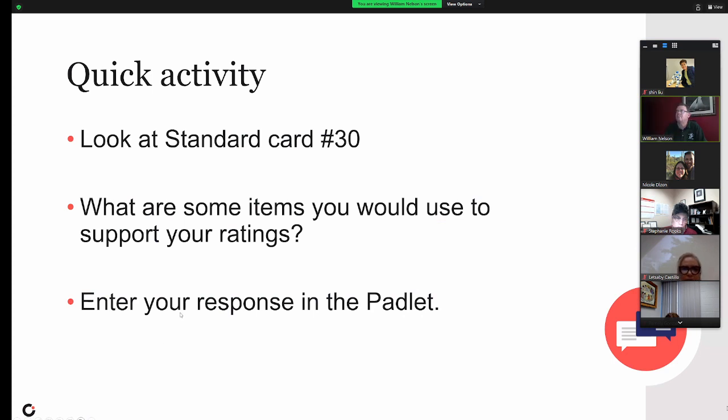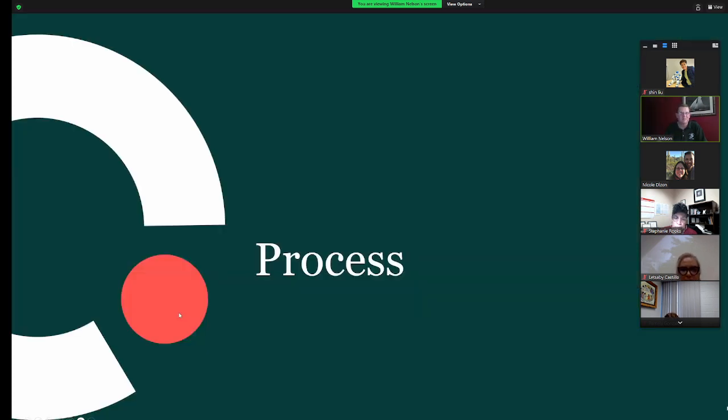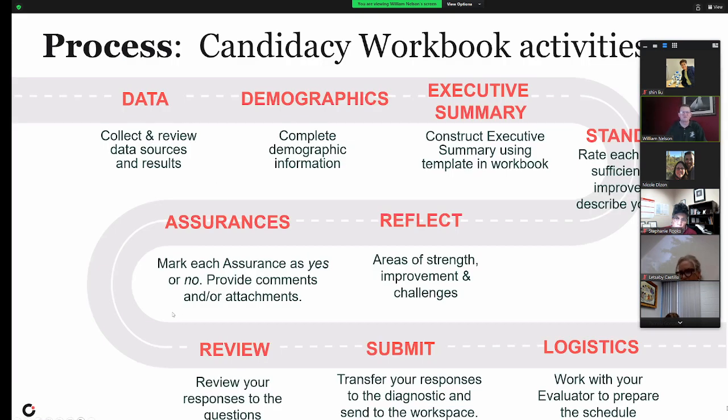All right. The process. Here we go. This very busy looking slide is actually not as busy as it looks, but you're going to start in the candidacy by collecting some data and reviewing results. You're going to be completing some very baseline demographic information. You'll have to complete what we call the executive summary, and it's got 11 specific talking points. In your candidacy workbook, there is an exemplar that is absolutely brilliantly written to guide you as you go through that process. You can use that as an outline.